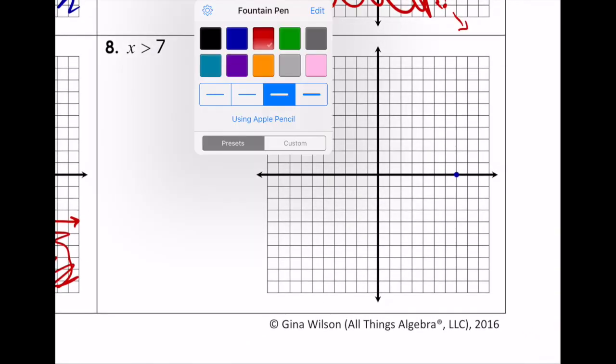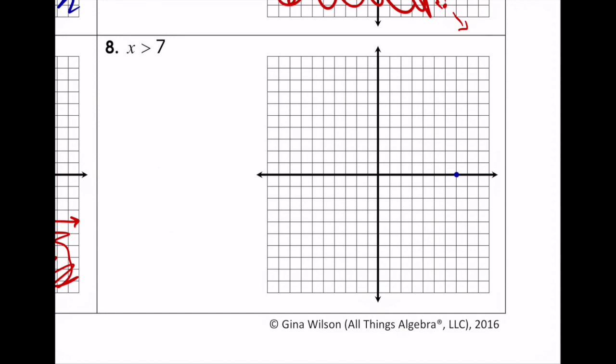So notice over here, we have an x, but there's no y. When there's no y, that tells us we have a vertical line. So we're going to go over to where x is 7. That's right here. And based on this inequality symbol, we're going to make a vertical dotted line.